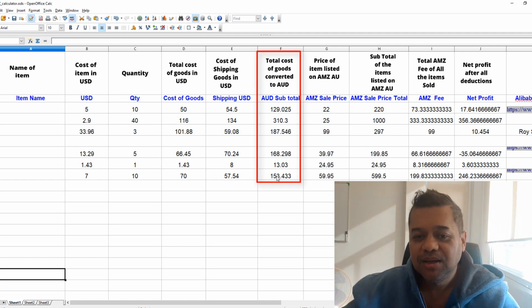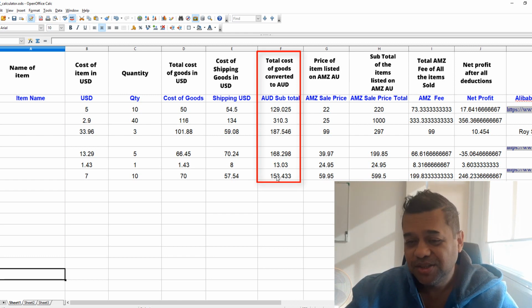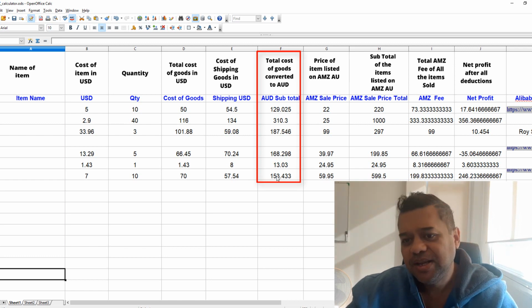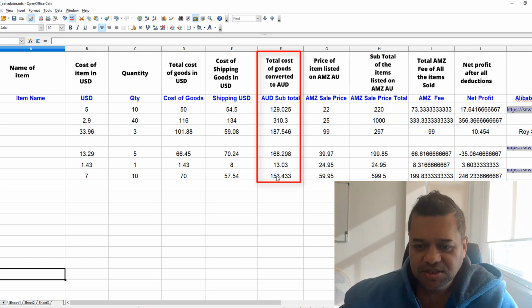Now with Australia, you don't really have to worry about paying tax on the duties. If it's under the threshold, which I think is currently around 900 Australian dollars, you don't have to pay any tax. You just have to pay shipping and GST.